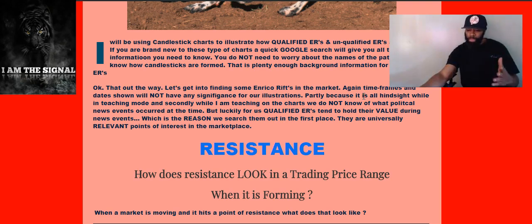So you always have to remember that a lot of things happened that I don't even remember happening as far as news and all that. But the great thing about Enrico's rift is that any type of spike or news event usually happens around one of these rifts. That's the reason why we look for these rifts, because we know they're going to be a hotbed of activity. All right. And they're universally relevant points of interest in the marketplace. We're going to first look at resistance.